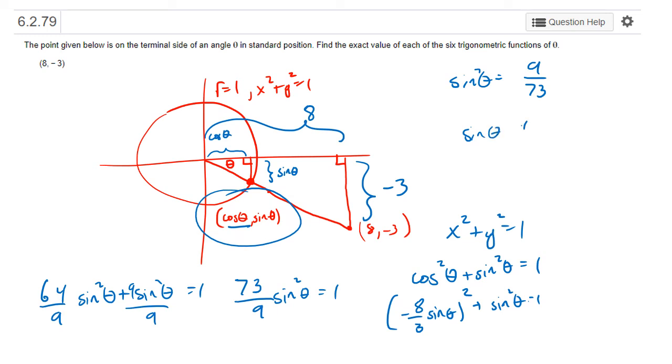So the sine of theta is plus or minus the square root of 9/73, which is plus or minus 3√73/73. Now, how do I determine whether it's plus or minus? We just need to look at what quadrant we're in. Since we are in the fourth quadrant, this y coordinate is negative, so the sign is negative. So there is the sine of theta.